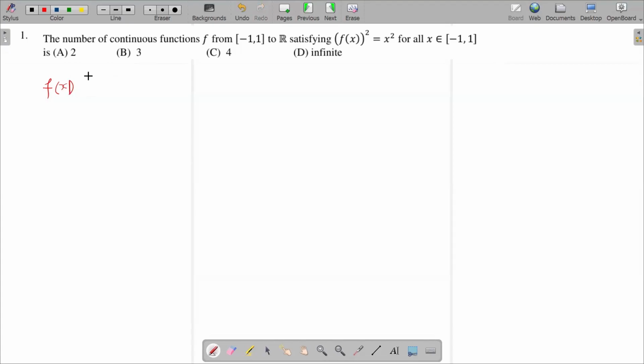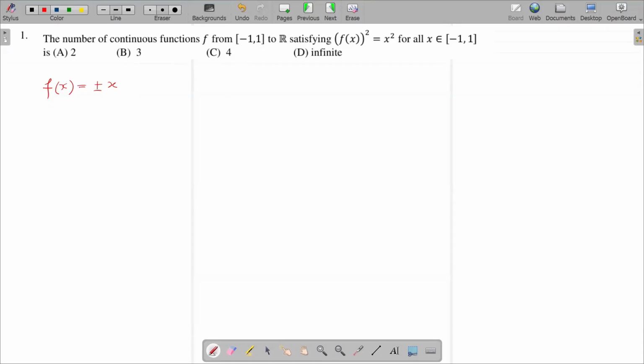So, can I write like f of x square? In fact, f of x is equal to plus or minus x, kind of. Right? Can we write something like this? The options for f(x) are either plus x or minus x. That's what we can have. So now we have to adjust this throughout the interval.